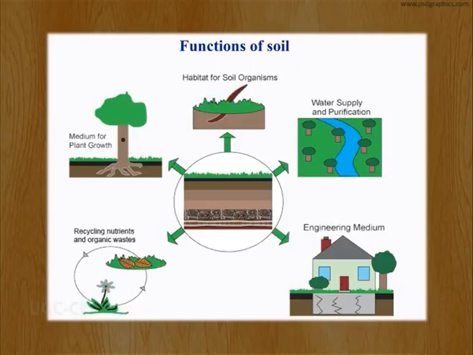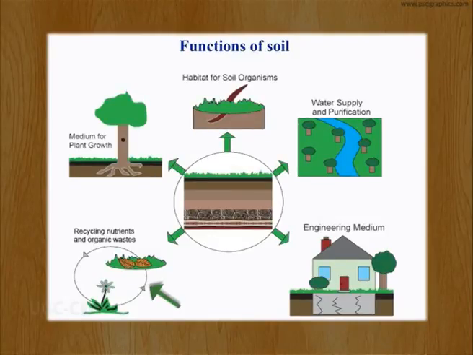The second is that it provides a habitat for soil organisms like mammals, insects, reptiles, microorganisms, and many other important biological organisms. Then the soil also plays a very important role in recycling of nature's nutrients as well as organic matter. We know that the nutrient recycling, or the different biogeochemical cycles occurring in nature, is due to the presence of microbes occurring in the soil.